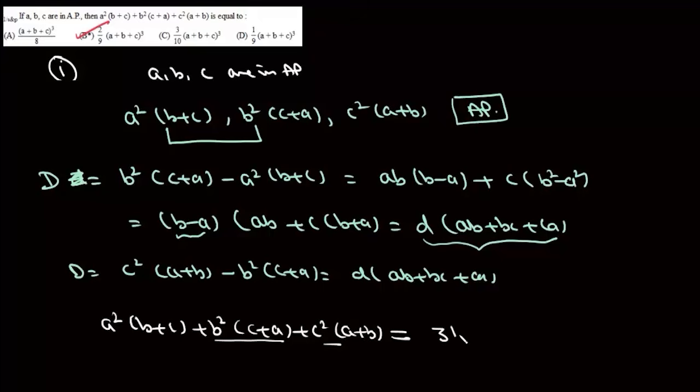So there'll be simply 3b square (c plus a). Now c plus a is 2b, so there'll be 6b cube, which is the same result. Now we already know a plus b plus c is 3b. So it'll be 2 by 9 (a plus b plus c) whole cube, which again is your option B.